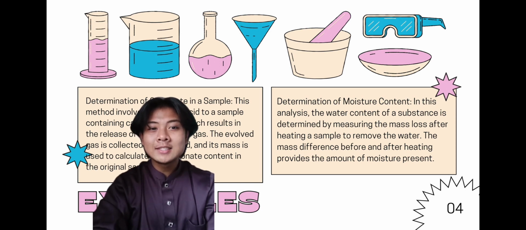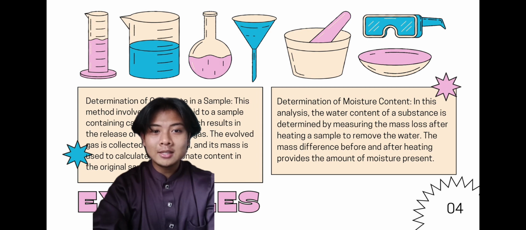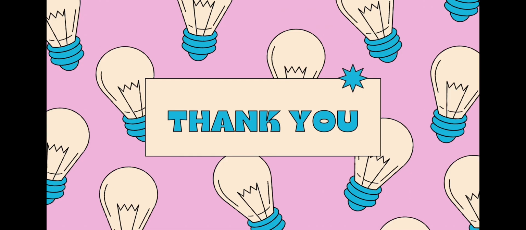Example number 2 is determination of moisture content. In this analysis, the water content of a substance is determined by measuring the mass loss after heating a sample to remove the water. The mass difference before and after heating provides the amount of moisture present.